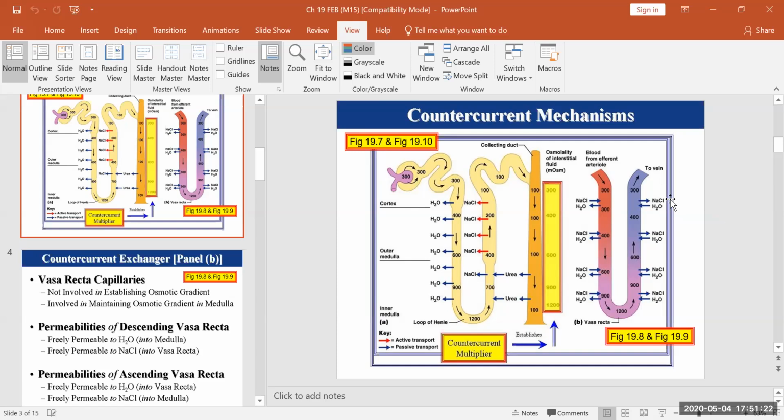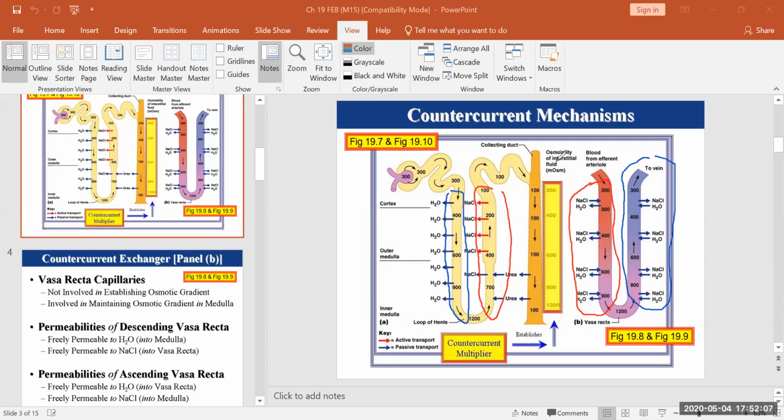So let me draw it out here. You have here the descending limb of the loop of Henle. This part is interacting with this part. Okay, blue with blue. And the red part, the ascending limb, is interacting with this part.